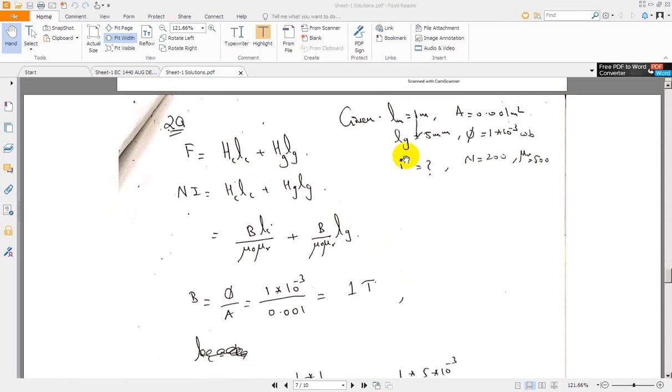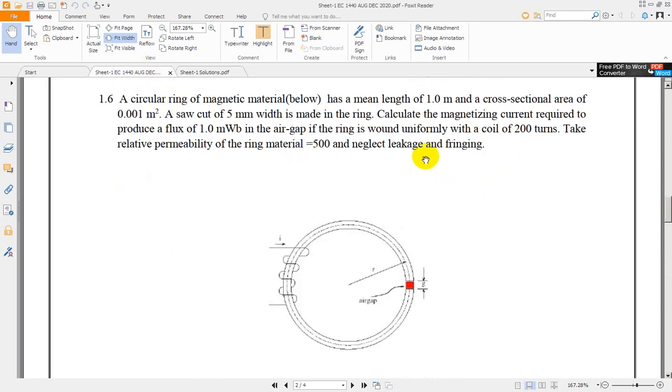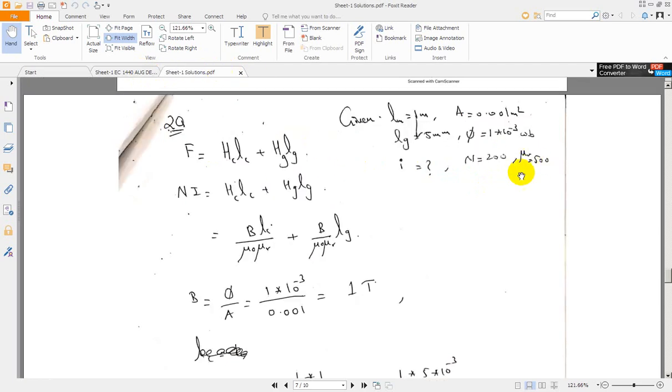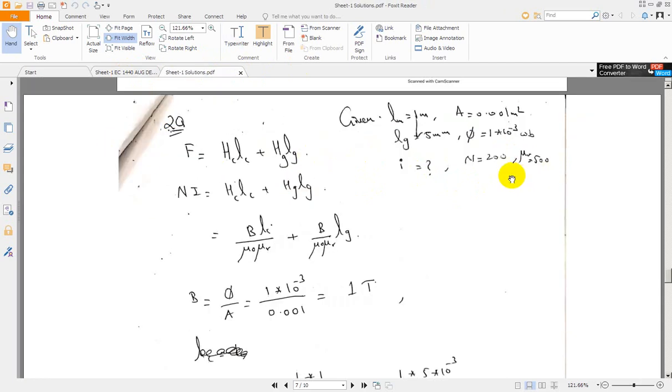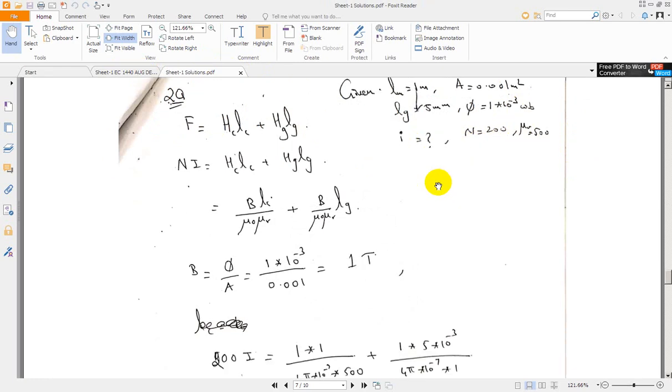Let us write the given data. We have a length of ring of 1 meter. Because of the saw cut, there exists an air gap of 5 mm. The cross sectional area is 0.001 meter square. Flux is 1 milliweber, number of turns 200, and the relative permeability mu r is 500. Now, what we need to calculate is the current.